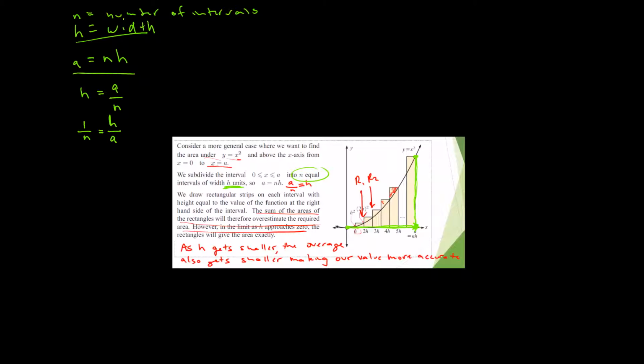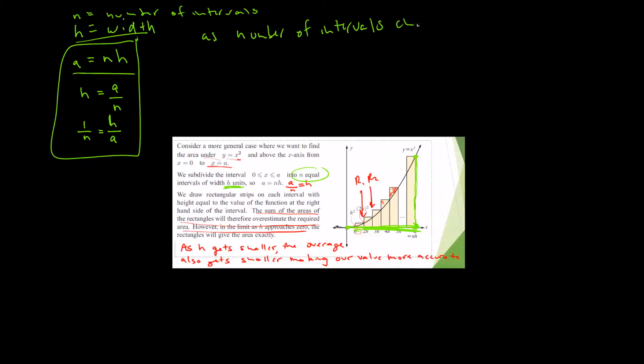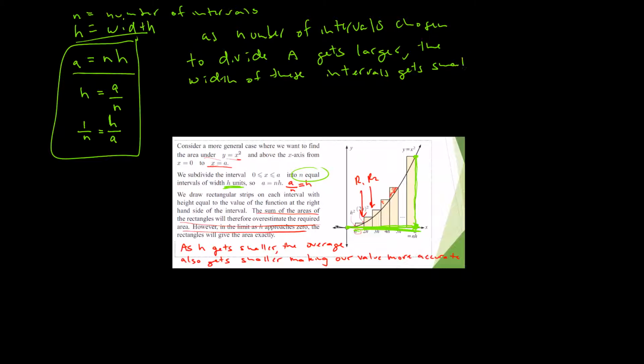Okay, so how we're going to go about this, and what I want you guys to see, the relationship here is pretty important, because as n grows larger, n being the number of intervals we choose to divide a by, the width of these intervals gets smaller.